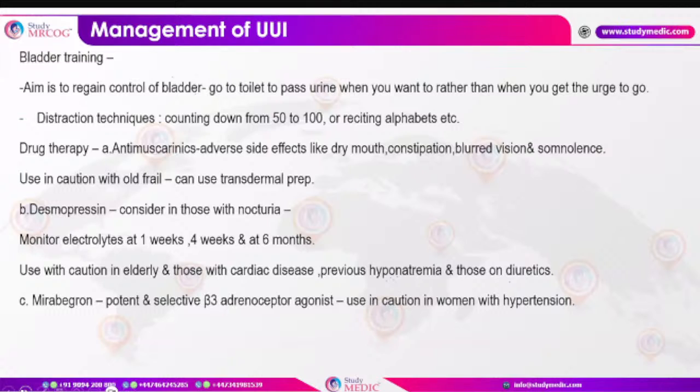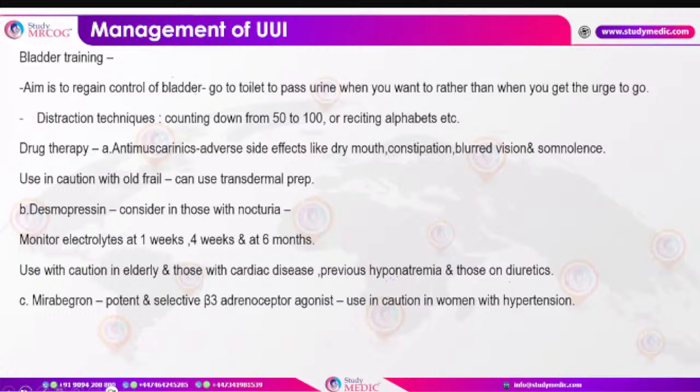For women for whom nocturia is a concern, desmopressin can be used, but use it with caution in the elderly, those who have cardiac disease or previous hyponatremia, and patients who are on diuretics. You have to be very careful when you are using desmopressin. Remember to monitor electrolytes at 1 week, 4 weeks, and 6 months whenever you are using desmopressin.